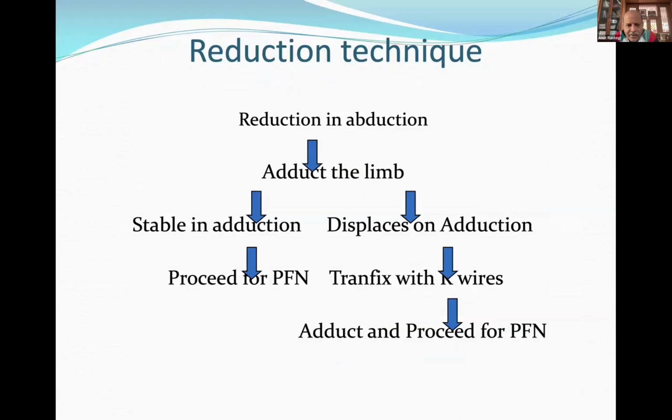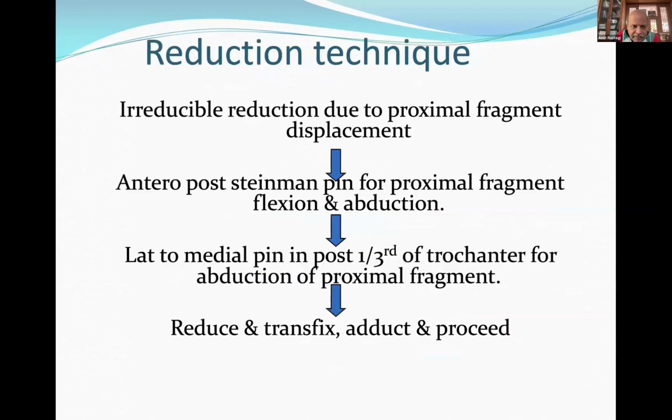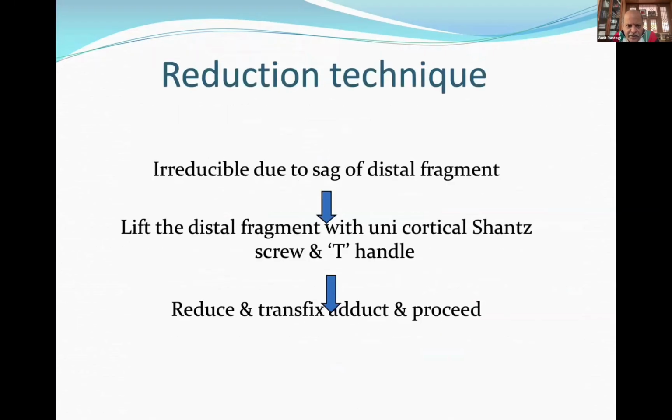So in general, that's the algorithm. Reduction in abduction, adduct the limb. If it's stable in adduction, proceed for PFN. If it displaces on adduction, transfix with K wires, adduct and proceed for PFN. If you've got an irreducible fracture due to proximal fragment displacement, put in an anteroposterior Steinman pin for proximal fragment flexion and abduction, and a lateral to medial pin in the posterior third of the trochanter for adduction of the proximal fragment. Reduce and transfix, adduct, and then proceed.